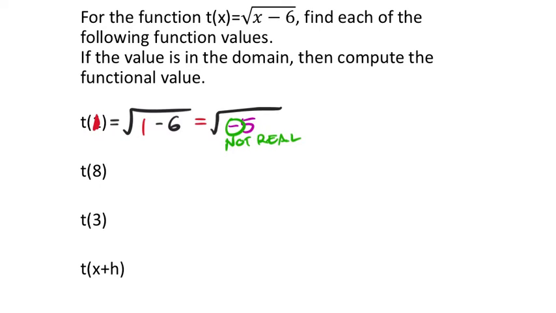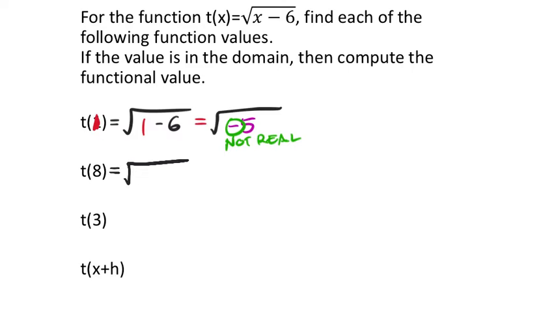So what did it say? Find if the value is in the domain, then compute the functional value. This one's not in the domain, because it gives us a not real value. Well, we're going to keep doing this for all 4 parts.